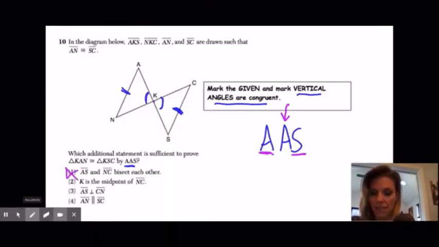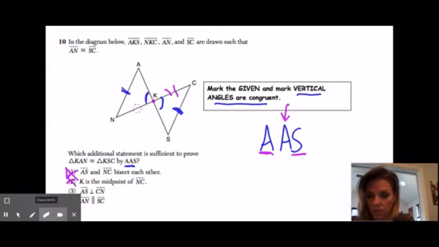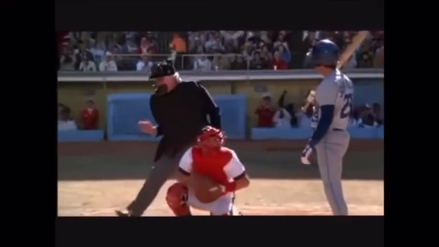Option 2, K is the midpoint of NC. Isn't that literally what we just did? If K is a midpoint, it's saying these guys are congruent. Does that give me angle, angle, side? Nope. It actually doesn't give me congruent triangles at all. So that's out.